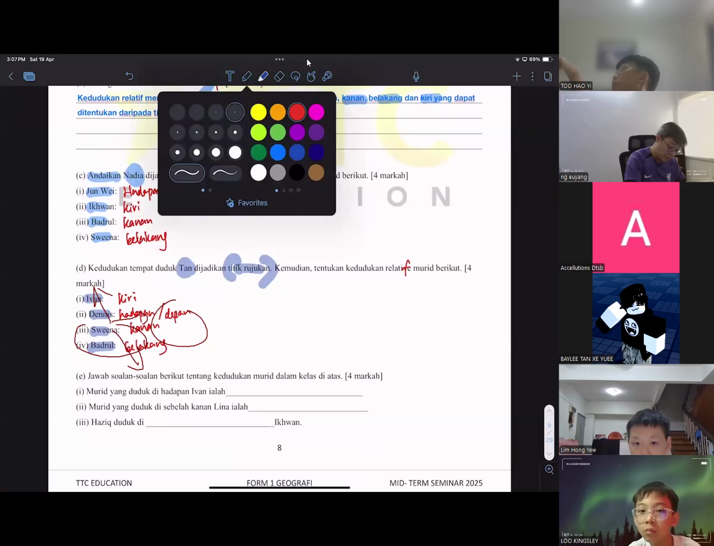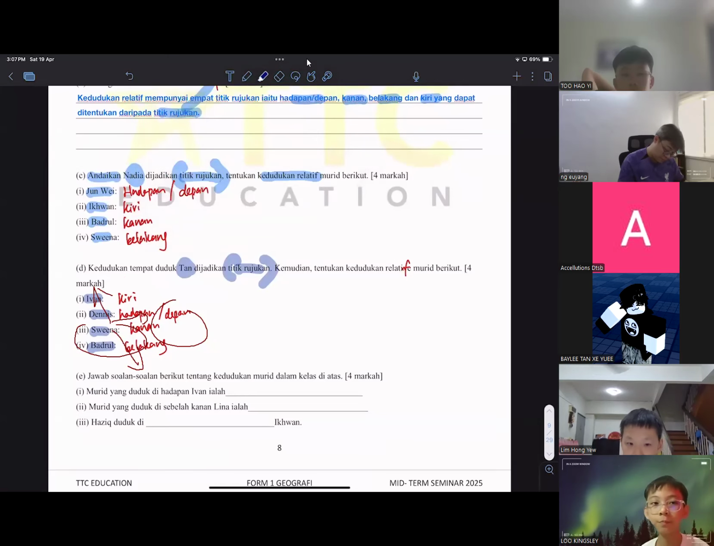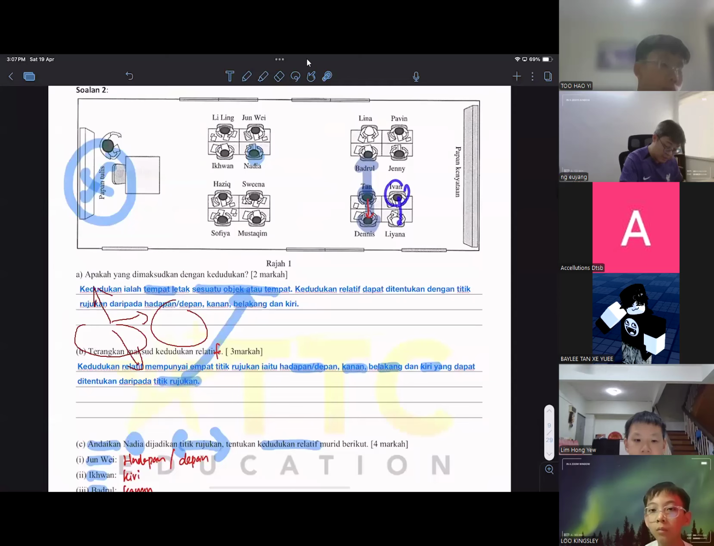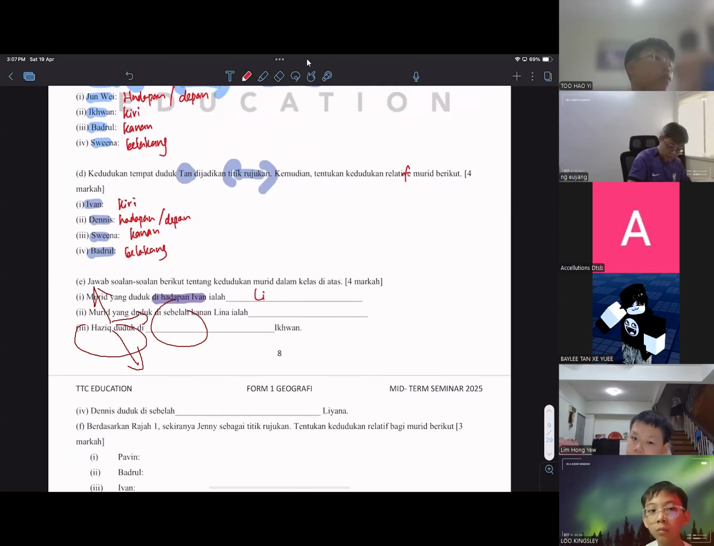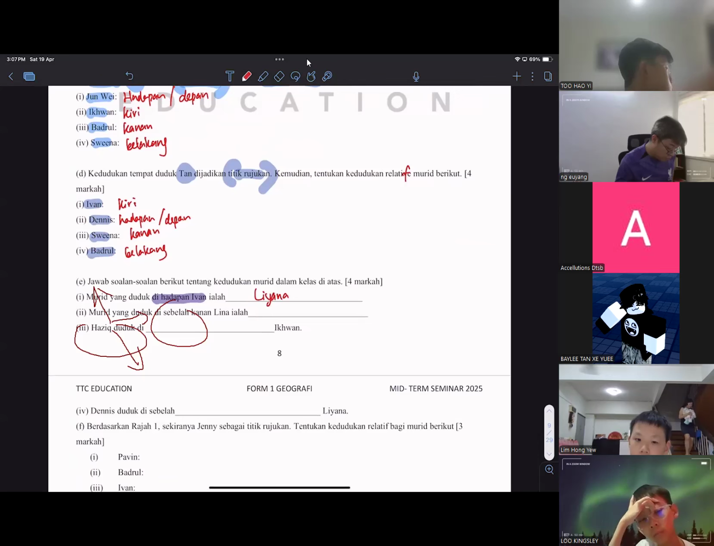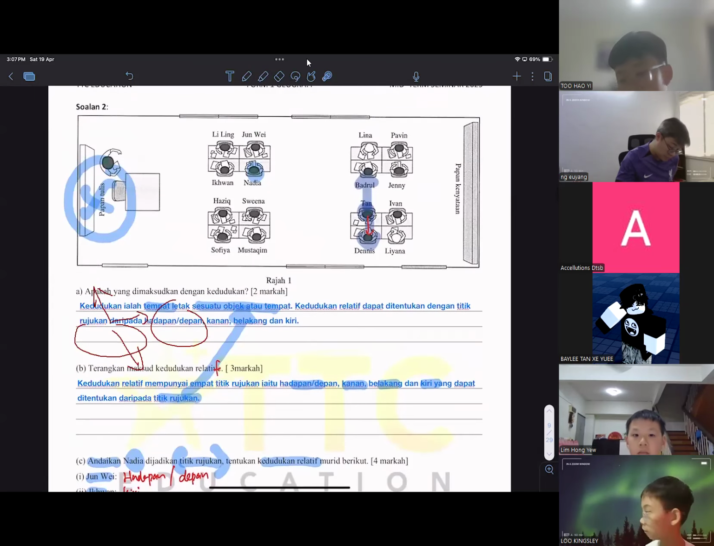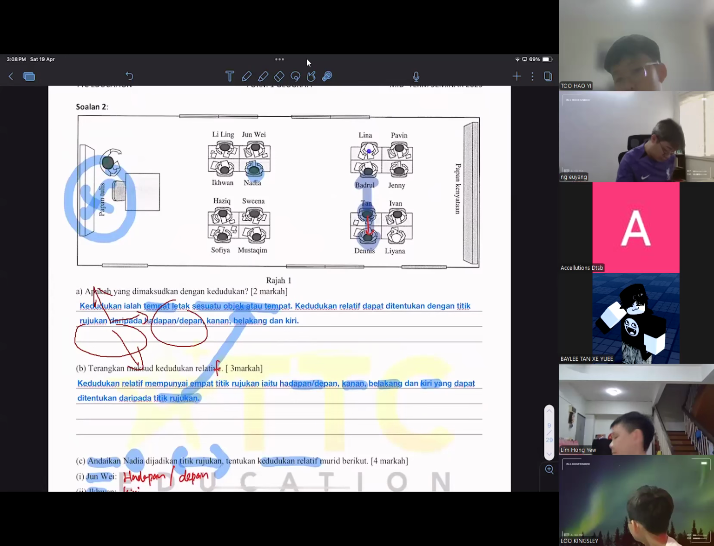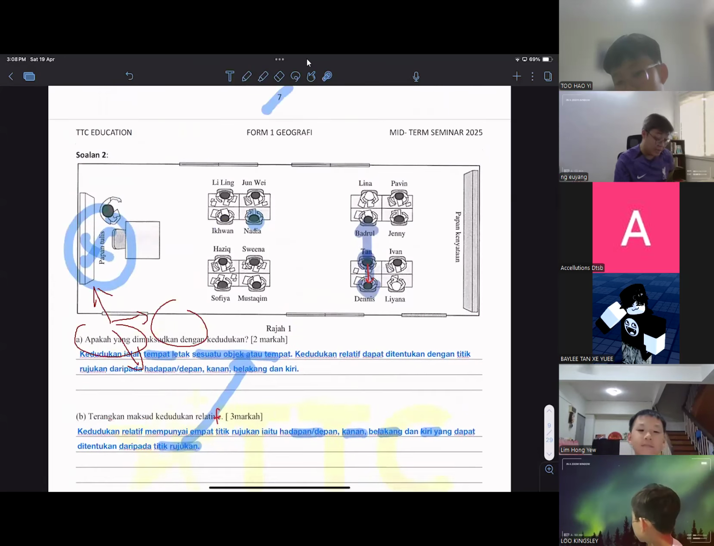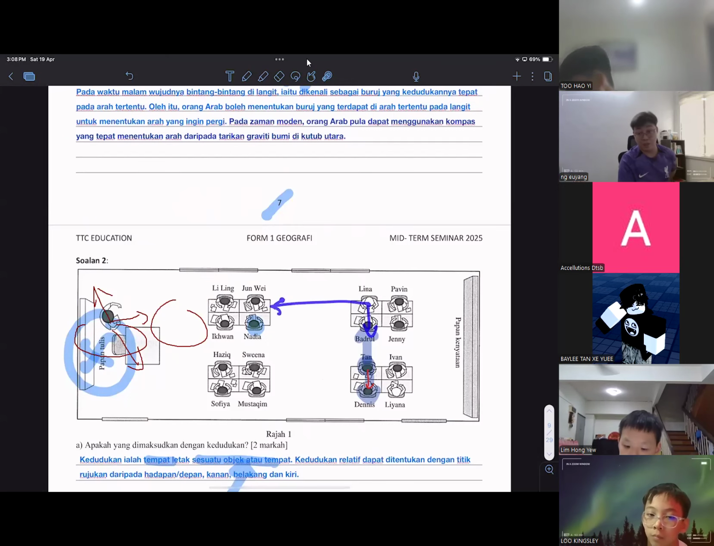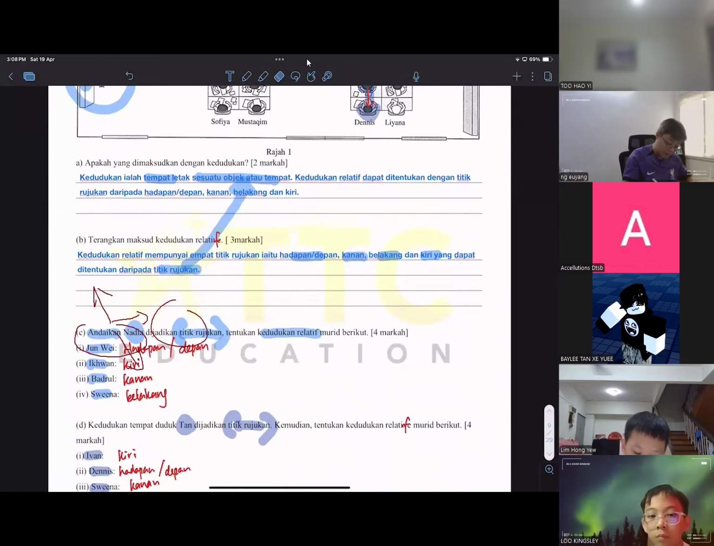So the last one will be murid yang duduk di hadapan Ivan. So in front of Ivan is Liana. So murid di sebelah kanan Liana. Let me refer one more time. Di sebelah kanan Liana. So Liana is facing south. So this is her right hand side, which is our left hand side. So the answer is Junwei.